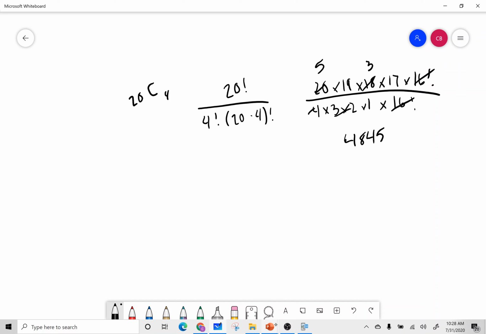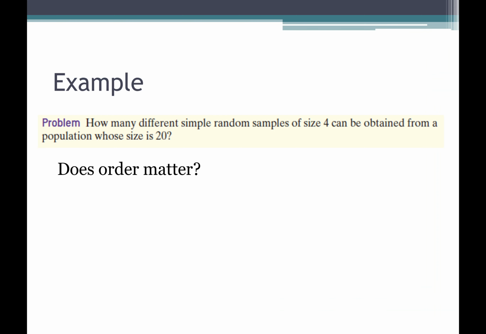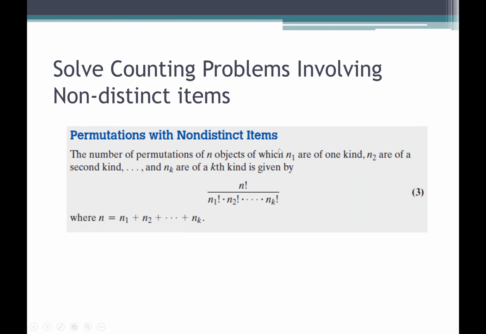So let's go ahead and continue on. Solving problems involving non-distinct items. These are your types of problems where you have, like, Mississippi. Notice that Mississippi has a couple S's, a couple I's, and P's that are all repeated. And you can still rearrange them, but you can't distinguish which I is being used. And therefore, we can deal with that by using the non-distinct formula.